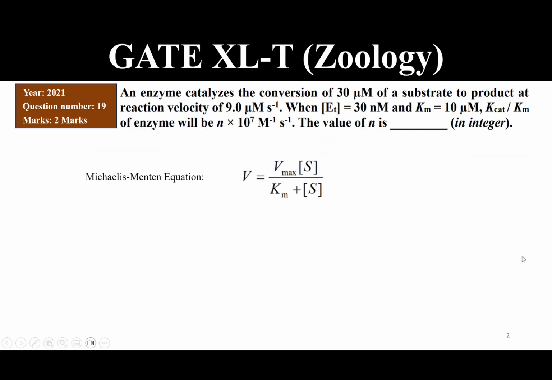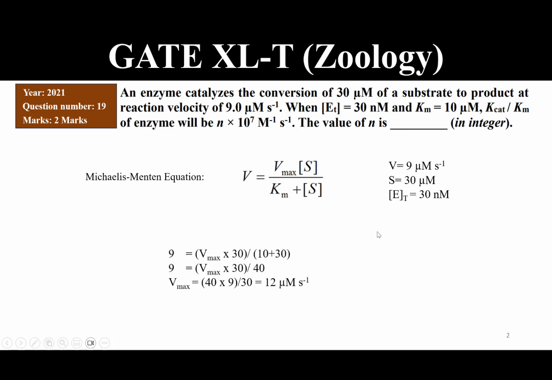So first, let's look into the Michaelis-Menten equation, which is V is equal to Vmax into S divided by Km plus S. We have already been provided these values in our question, which is V is 9 micromole per second as given here in reaction velocity, and S, which is the total amount of substrate, is given here as 30 micromole. So if we substitute these values into the equation, we can solve it for Vmax. If we write 9 is equal to Vmax into 30 divided by 10 plus 30 and solve it for Vmax, we get Vmax is equal to 12 micromole per second.